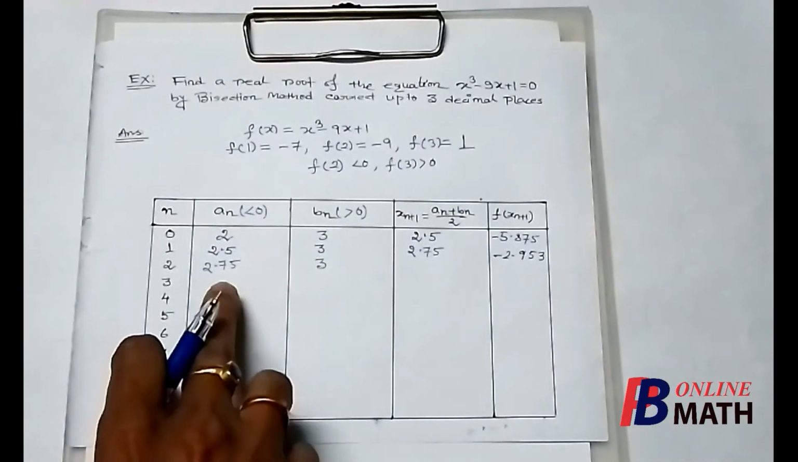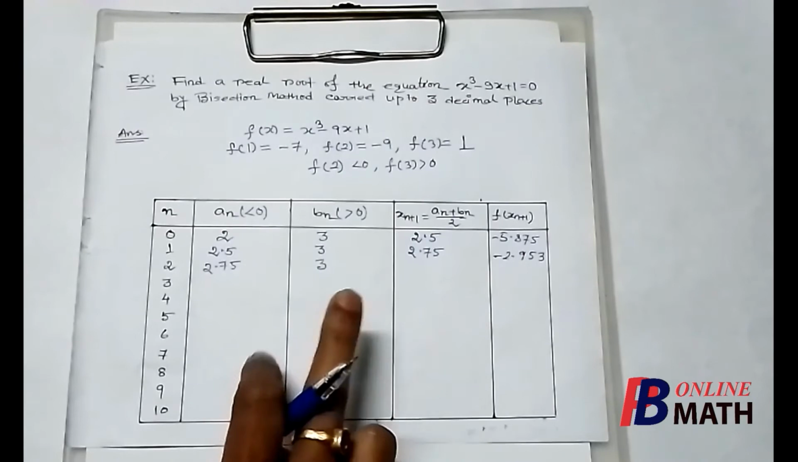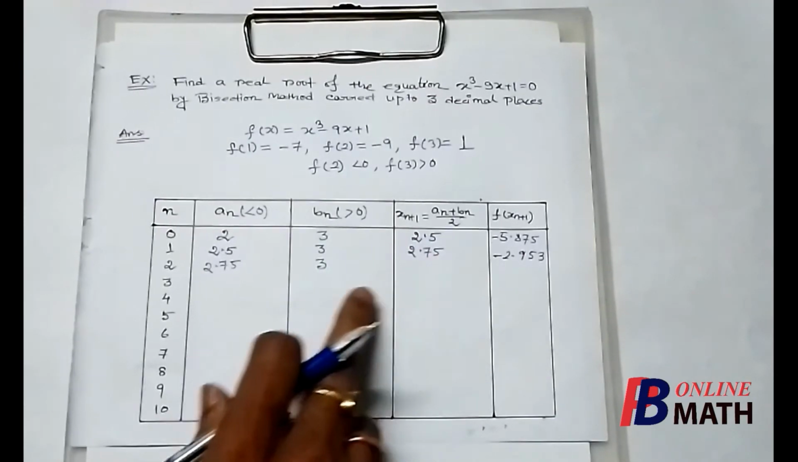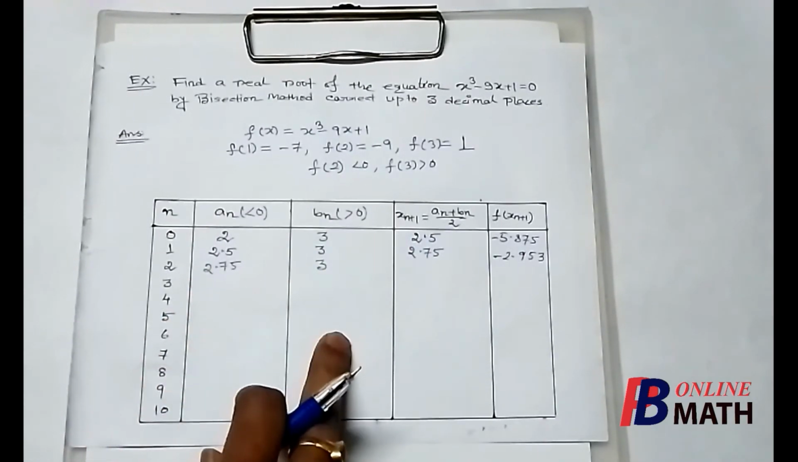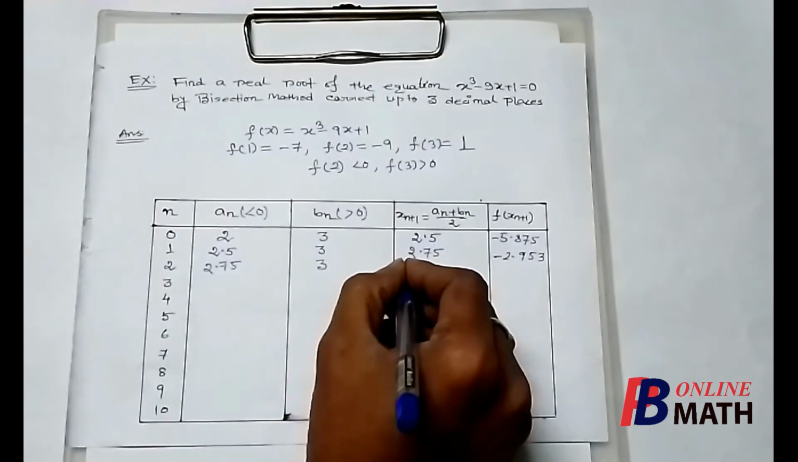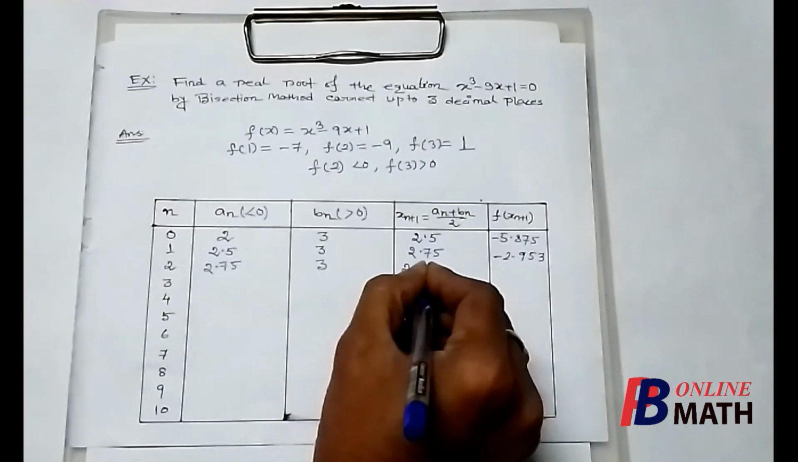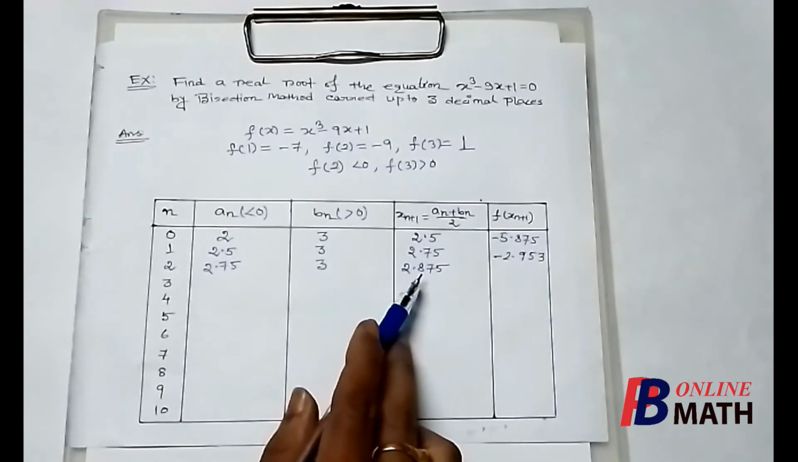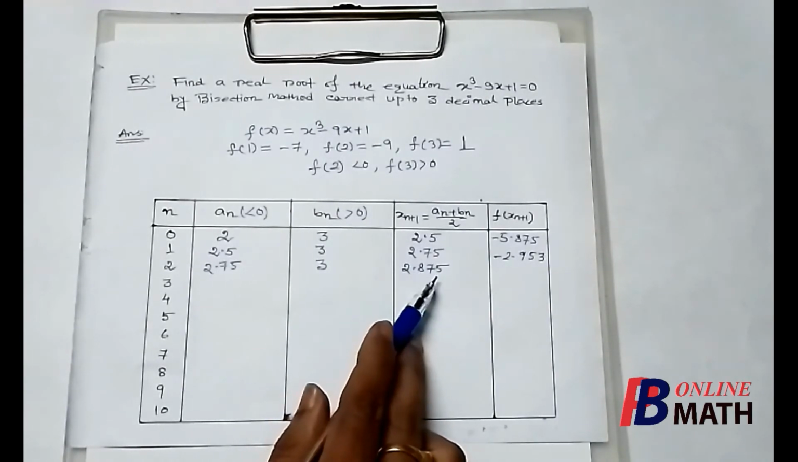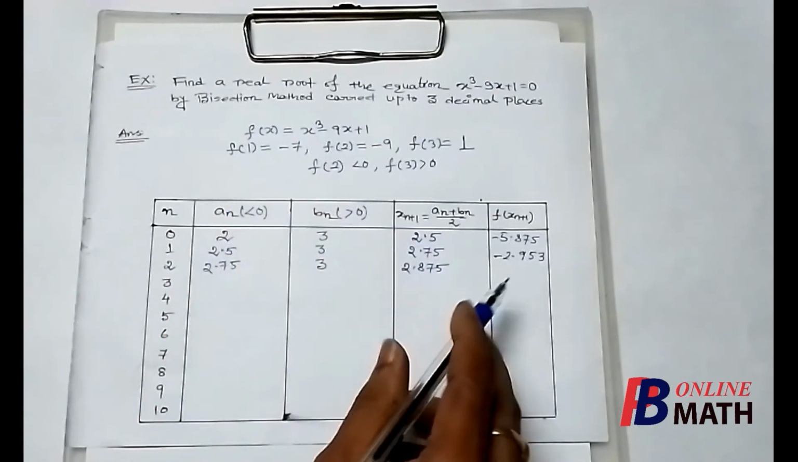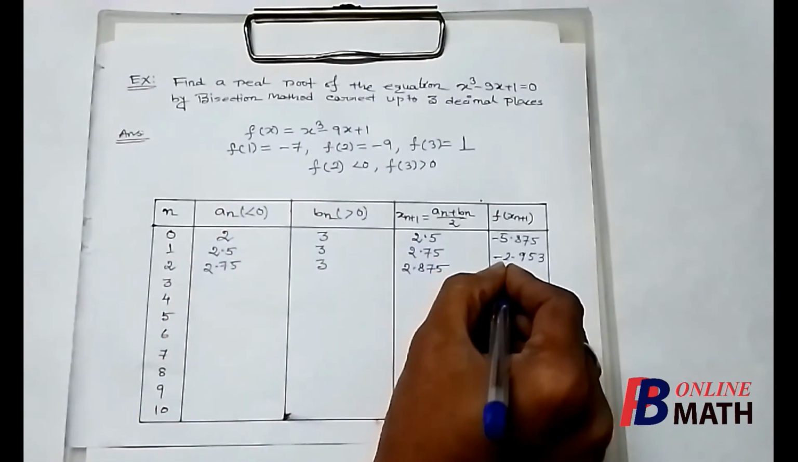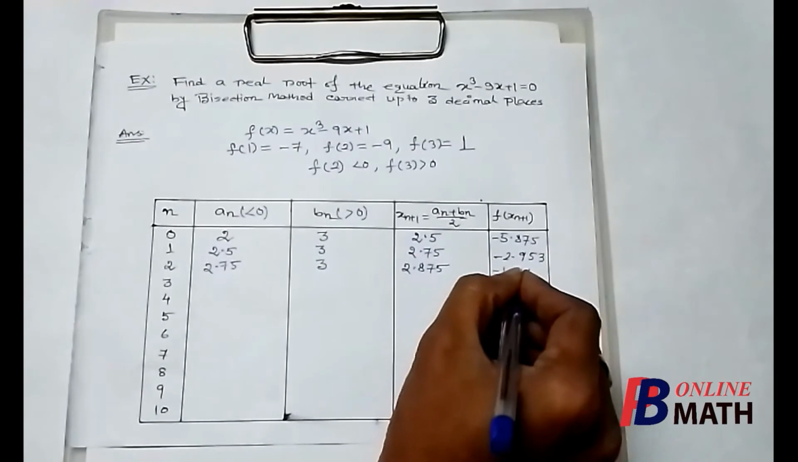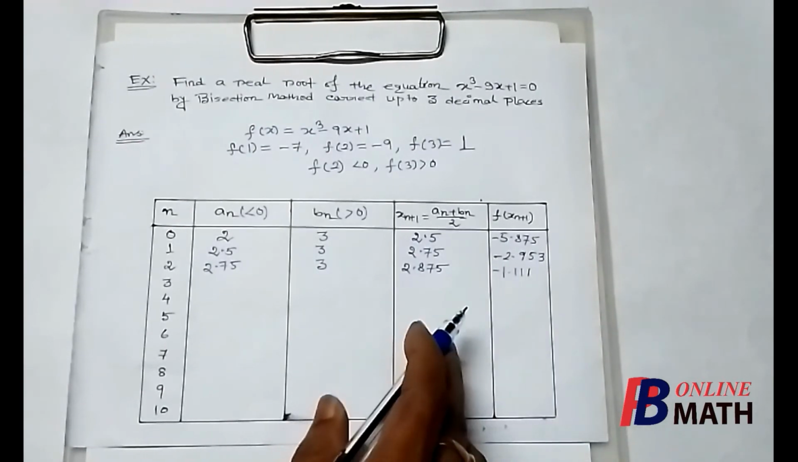So this is our next interval, and we shall find xn plus 1, which is the average of these two values. Using the calculator we can easily find that this is 2.875. Again we shall find the functional value at this point 2.875, which we can easily obtain by calculator. This is minus 1.111. Again this is negative.